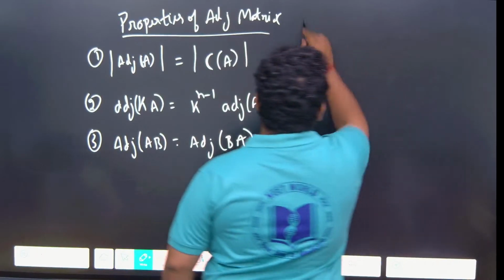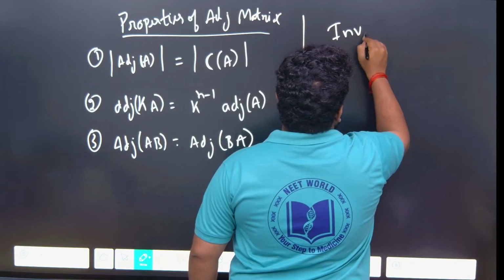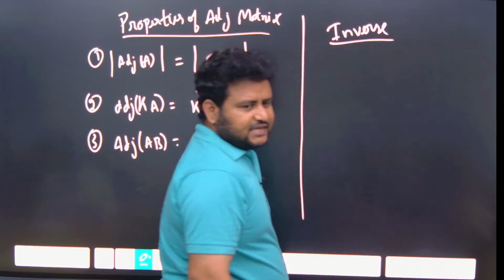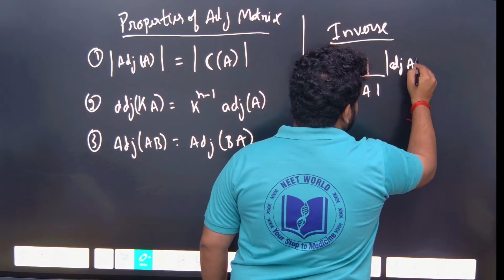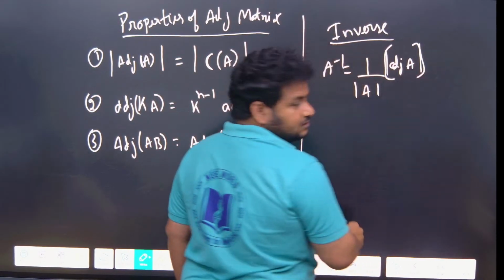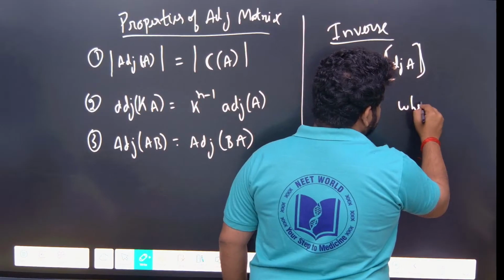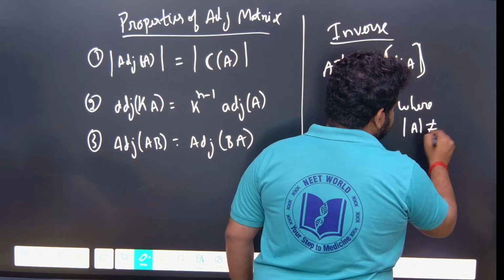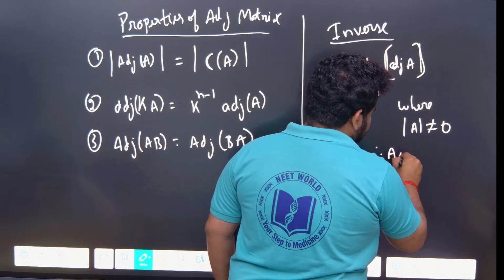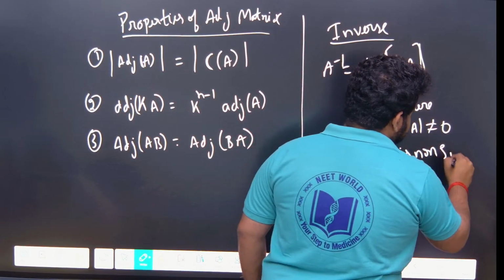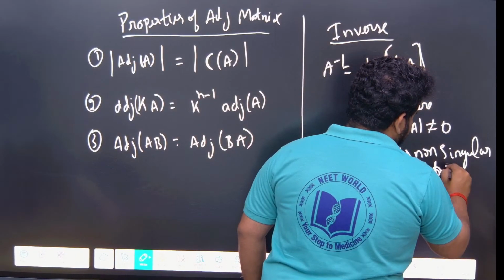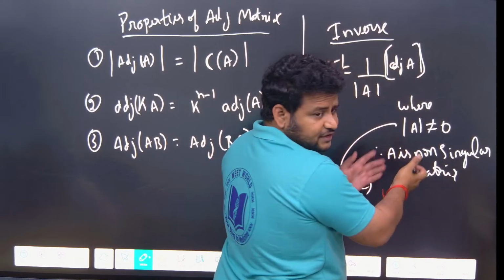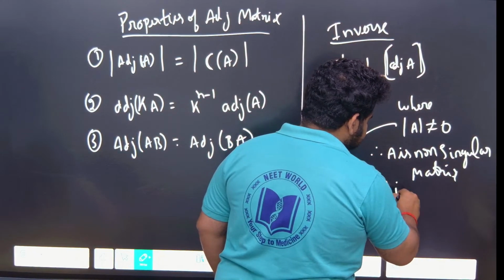First of all, we will study what is the inverse of a matrix. A inverse is equal to 1 by determinant of A into adjoint of A matrix, where determinant of A should not be equal to 0. Therefore, A is a non-singular matrix, or when determinant of A is not equal to 0, then we say that A is invertible.